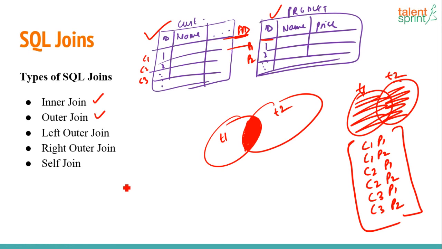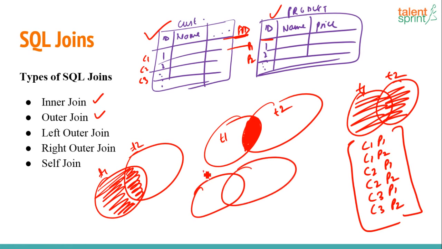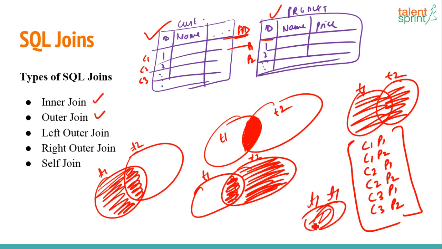Now left outer join: you get all the contents of this table plus the common. Similarly, right outer join does the same the other way around: all the contents of T2 and the common. Or the other way to say it is all the common contents plus T2 remaining. That is right outer join. And self join is when you join T1 with itself to get some details. That is called self join.